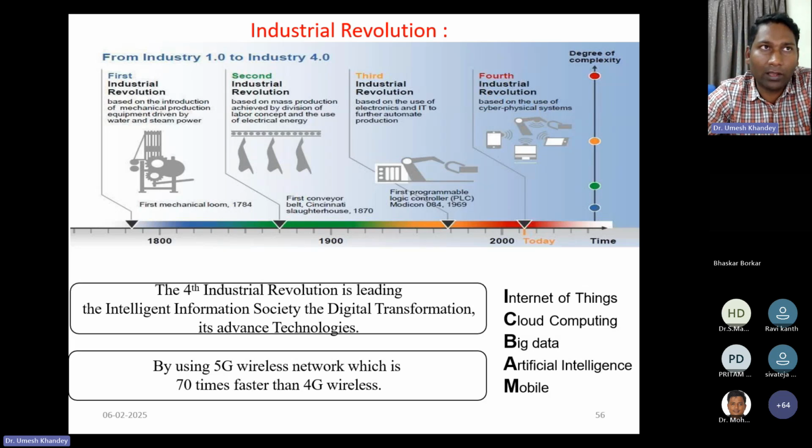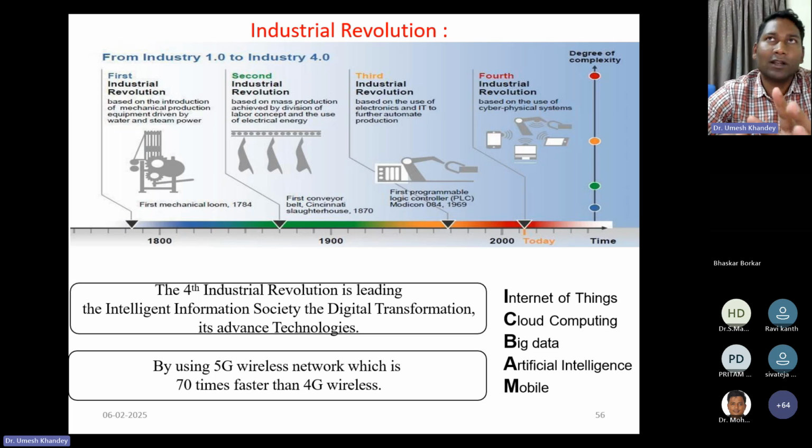Then the fourth industrial revolution came, based on the use of cyber physical systems. Here, the physical components you have are connected to the internet. With the help of the internet, whatever automated part was developed in the third industrial revolution can now be easily controlled with the internet of things. In this fourth industrial revolution, cloud computing came into the picture, big data, artificial intelligence and all. So everything is now available in the cloud.